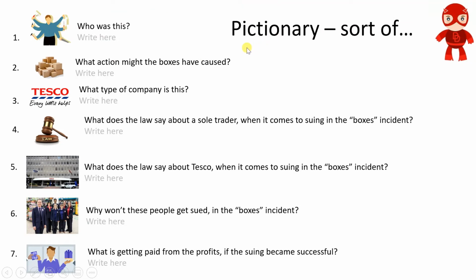Now let's check you were paying attention in that last slide. So here's Pictionary. Well, it's a very loosely formed Pictionary. Well, in fact, it's not Pictionary at all. But anyway, all the little images from the last slide, I've got a question for you, so let's follow them. Question 1, who is this? Question 2, what action might these infamous boxes have caused? Question 3, what type of company is this? What type of company is Tesco?